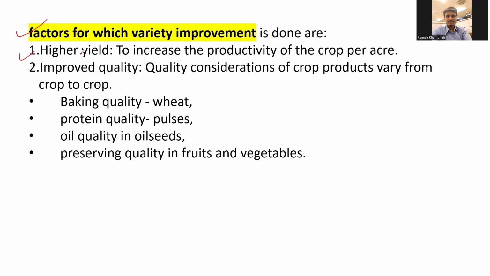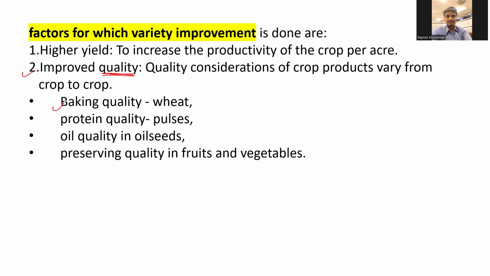Character number one: we can improve the variety or do hybridization to get higher yield. The one thing we know we need is higher yield, to increase the productivity, meaning yield, crop per acre. What is productivity? How much you can produce per acre. So that is called productivity. A second character or factor is improved quality. You need good quality. Your quality should be improved, but the quality depends on the type of crop.